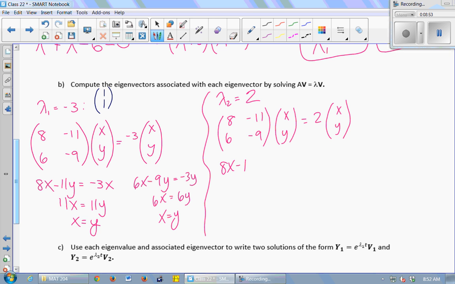So 8x minus 11y has to equal 2x, and 6x minus 9y has to equal 2y. So let's see what information these equations give us. This says 6x has to equal 11y. So y is 6/11 times x.